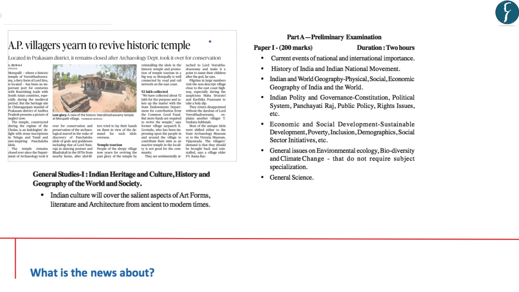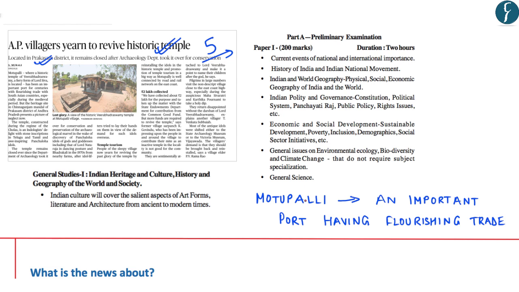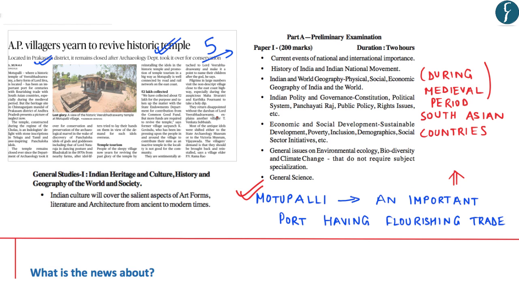The next news appears on page number 5. It says, AP villagers yearn to revive historic temple. Located in Prakasam district, it remains closed after the archaeological department took it over for conservation. Now this news mentions a place known as Motupalli, which was an important port having flourishing trade with the South Asian countries, especially during the medieval period. So in this news analysis, let us understand about the temple along with different styles of architecture with respect to Indian temples.